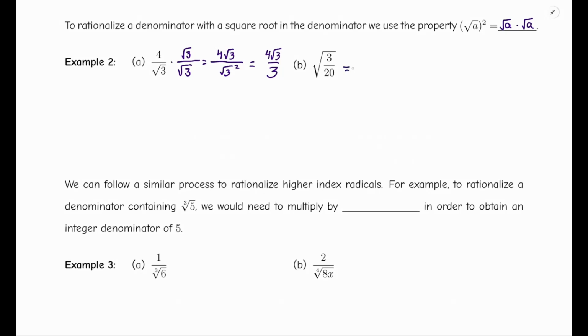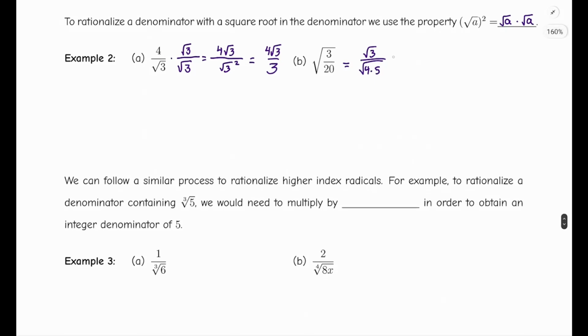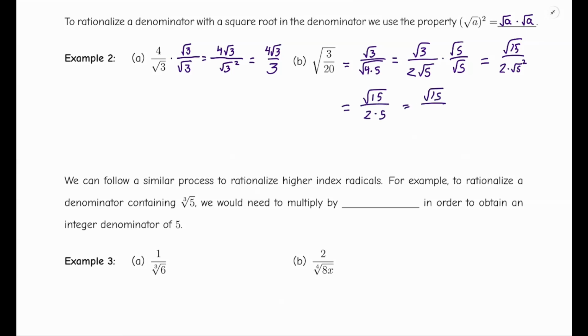So in general, if there's a single square root in the denominator, you just have to multiply by itself. So this will become the square root of 3 over the square root of 4 times 5. Notice how I'm simplifying the square root of 20 first. I always recommend to do that. So this becomes the square root of 3 over 2 square root of 5. And now I'm going to multiply by the square root of 5 over square root of 5. And we get square root of 15 over 2 times the square root of 5 squared, which is square root of 15 over 2 times 5, which is square root of 15 over 10.